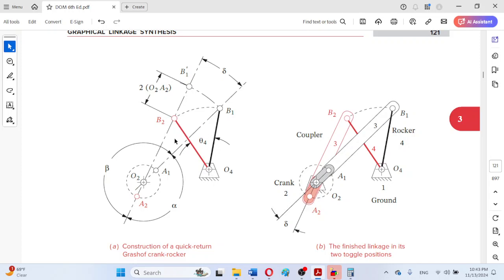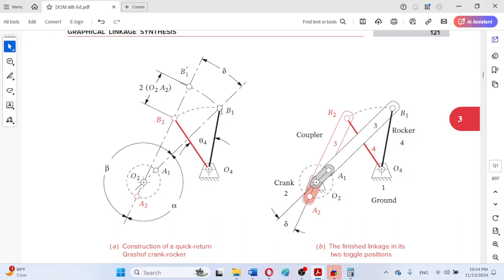So its total throw will be defined with the help of the protractor. So there will be the 0 degree line, and as in the non-quick return mechanism, I have assumed the throw to be 100 degrees. So from here 100 degrees will be measured with the help of the protractor, and this will be the other extreme of the rocker. So in this way, two extremes of the rocker will be drawn on the page.